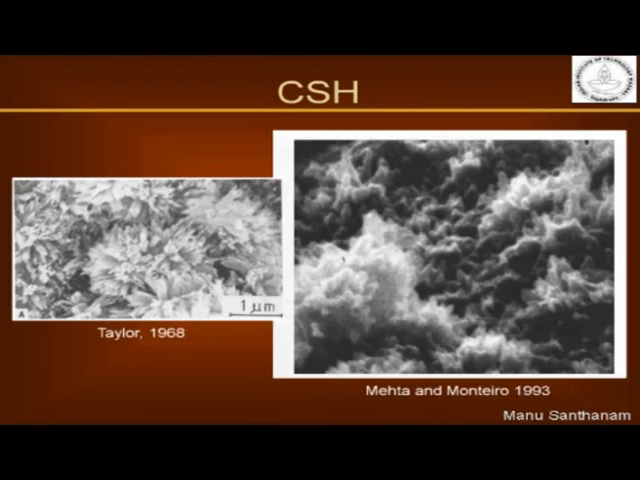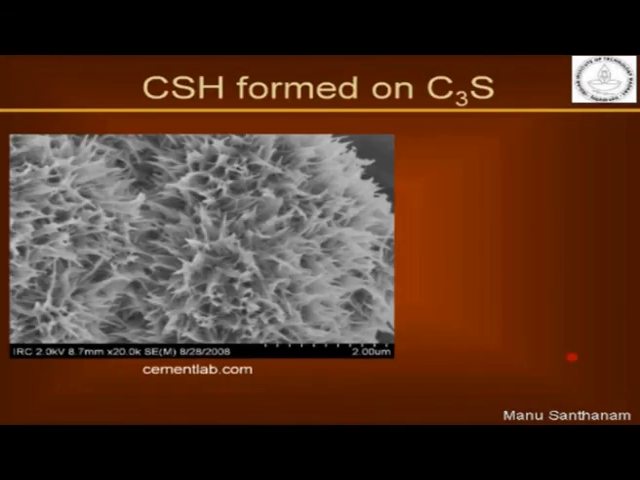Here are some more closer pictures of CSH, where you can very clearly see the loosely crystalline nature. You don't really have a very clear-cut crystalline shape or size to CSH. It's got a loosely crystalline fibrous sort of appearance, which seems to suggest that CSH has a very high surface area. This is again CSH that is formed on a particle of C3S. Again, very high resolution imaging has been used in this case. You can see many such images from different websites. Actually, I picked this one up from cementlab.com, which is a very useful website to look at microscopic images of cement particles.